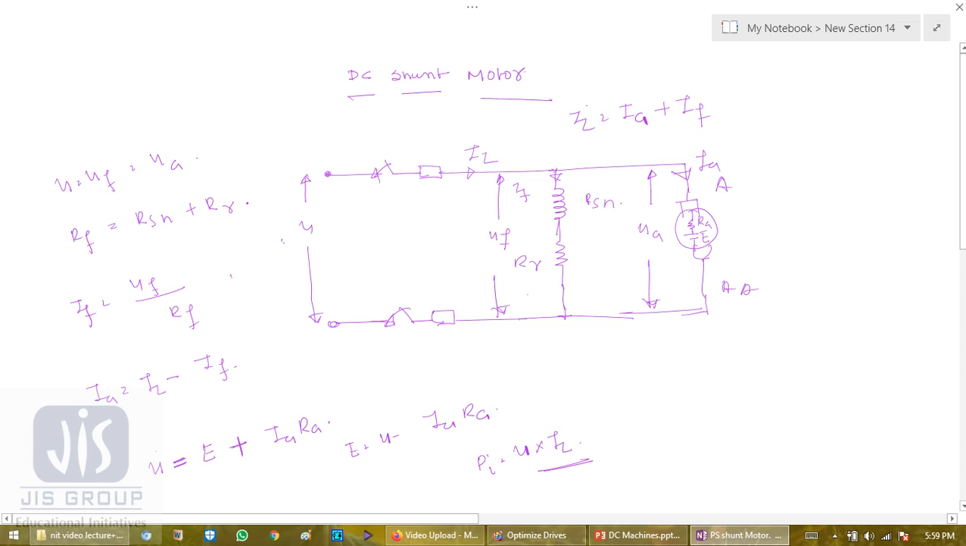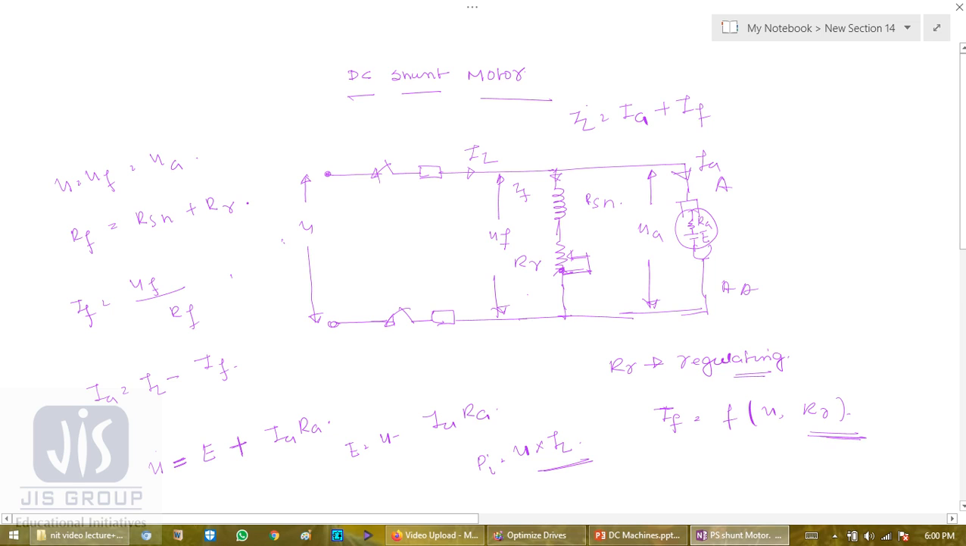Now you see here the field current IF depends on U, the supply voltage, and RR, which is the regulating resistance. This RR is basically the regulating resistance. Let me change it a little bit. This is not connected here. Let me connect this. So RR is the regulating resistance. So IF is a function of U and RR.